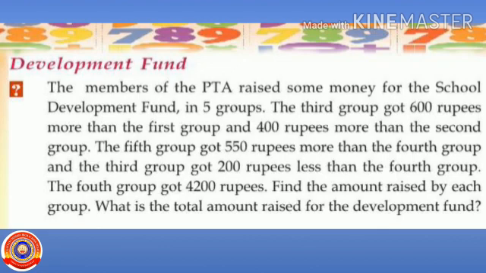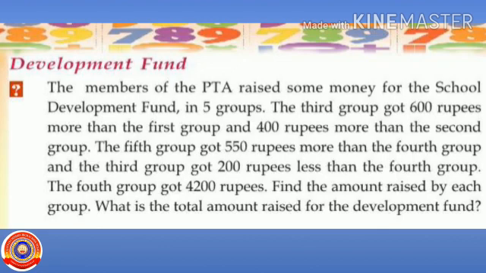Today's first activity, Development Fund. The members of the PTA raised some money for the school development fund in 5 groups. The third group got 600 rupees more than the first group and 400 rupees more than the second group. The fifth group got 550 rupees more than the fourth group and the third group got 200 rupees less than the fourth group. The fourth group got 4200 rupees. Find the amount raised by each group.